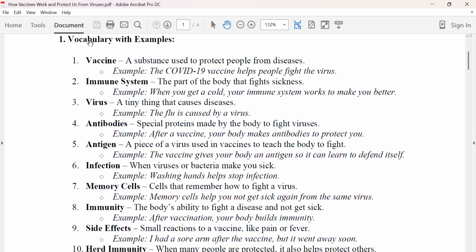Infection. Example, washing hands helps stop infection. Memory cell means a cell that remembers how to fight a virus. Example, memory cells help you not get sick again from the same virus. That is what I told you about memory cells. So when the antigen goes in, your body will create memory cells to remember how to fight the virus. We call them memory cells.